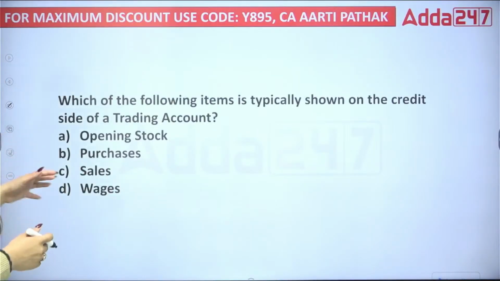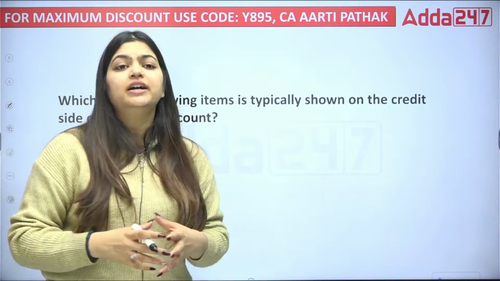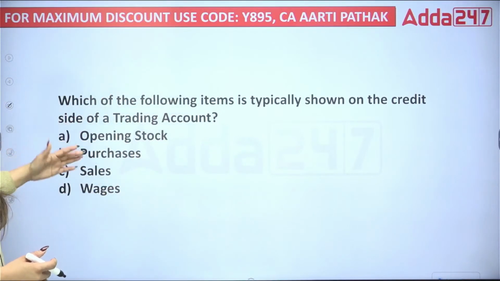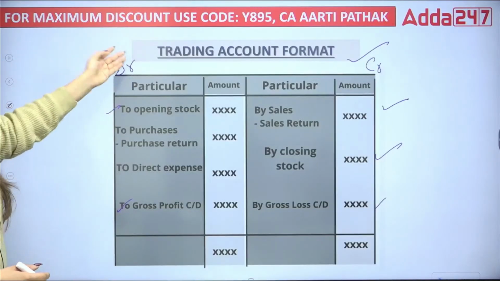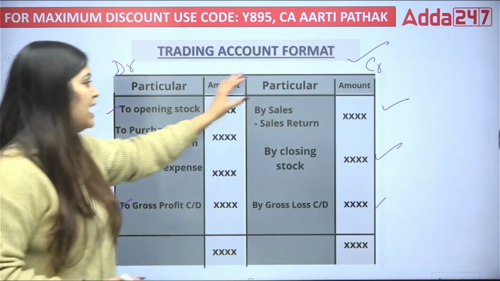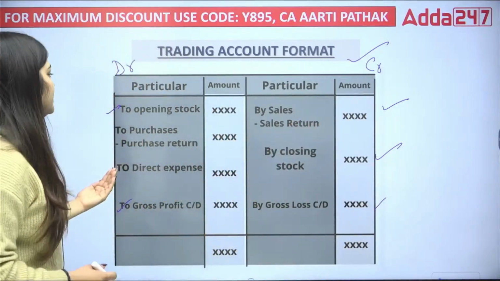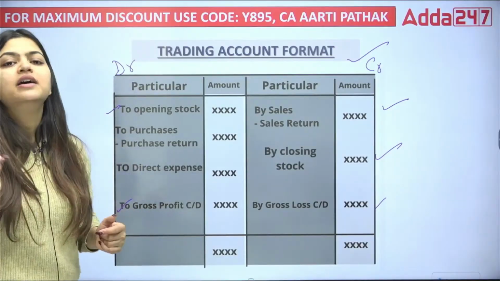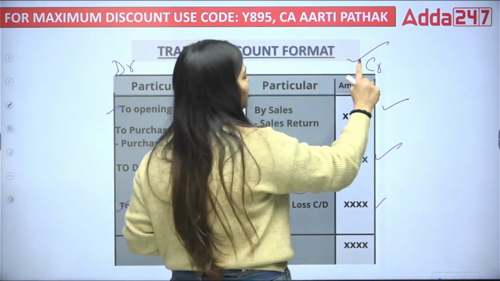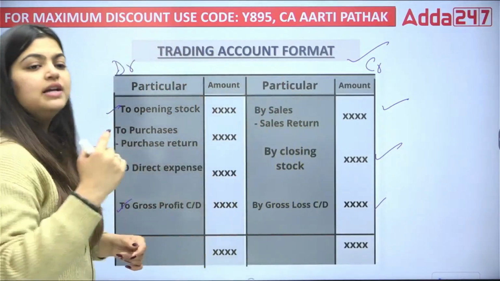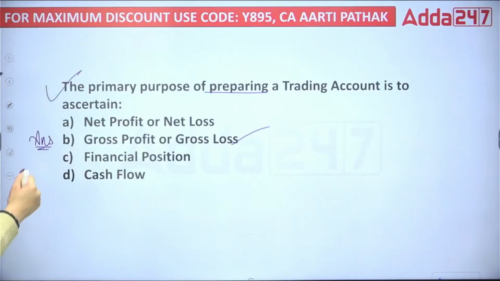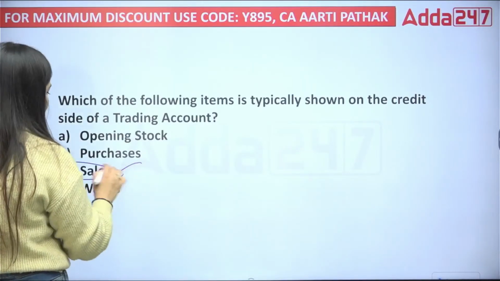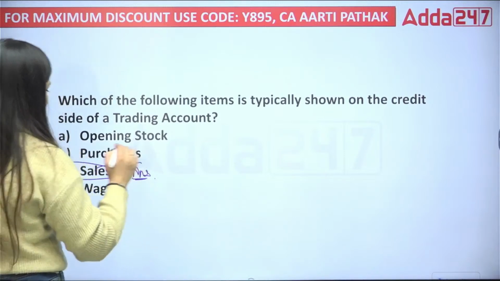Next, which of the following items is typically shown on the credit side of the trading account? Opening stock, purchase, sales, wages. So which is your credit side? This is your debit side and this is your credit side. On your debit side, you have opening stock, purchase, direct expenses. Wages is again part of your direct expenses. But on your credit side, you have sales and closing stock. So the correct answer is answer C, that is sales.